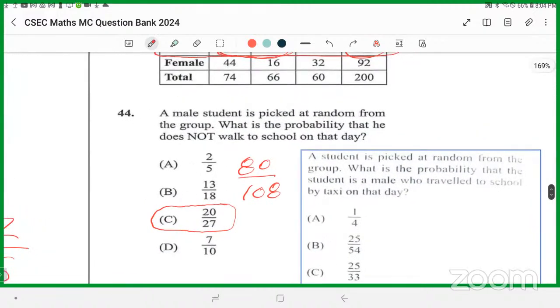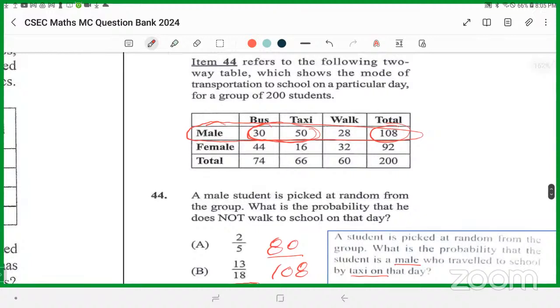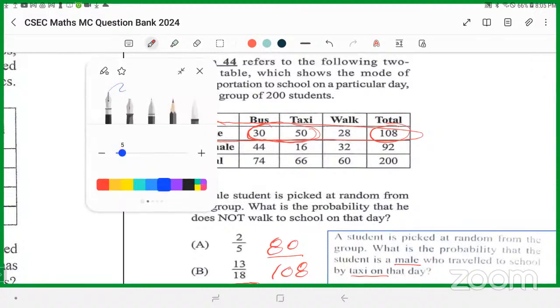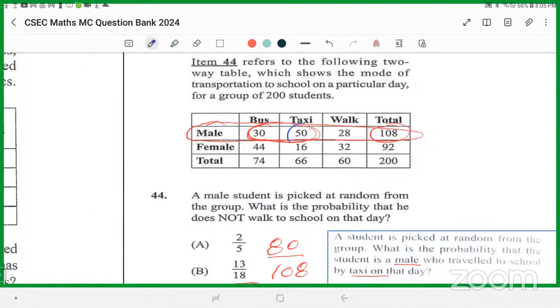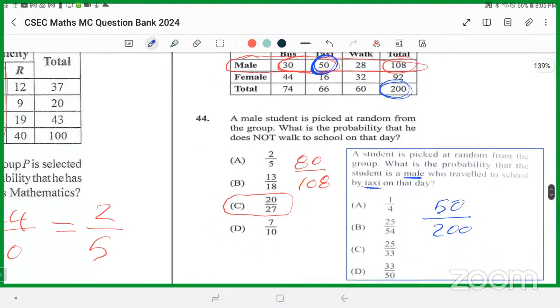So you're coming out of 200, that's the first thing. But you want him to be a male who travels in a taxi. A male who travels in a taxi is 50. See it here? 50. So it's 50 out of the 200 they're going for now. Let me put this part in blue. So a male who travels in a taxi is 50 of them out of the 200, because I took it from the entire group. That works out to be a quarter. This is the answer.